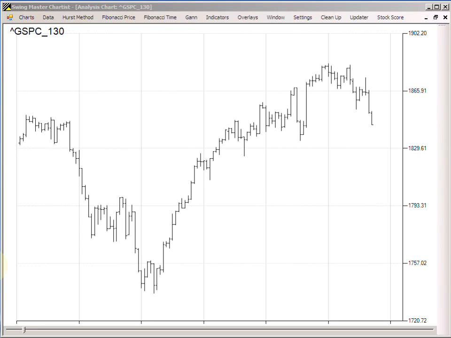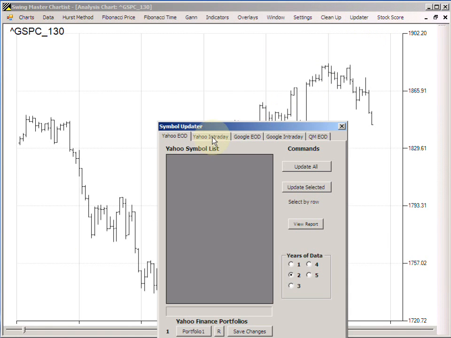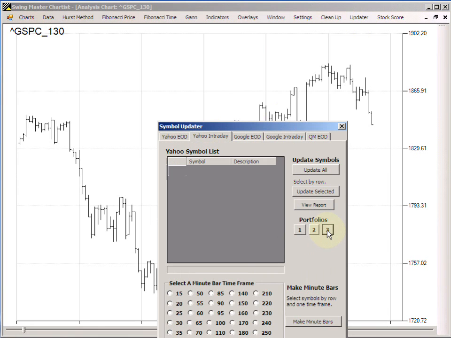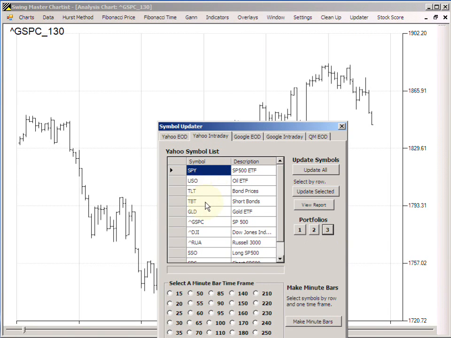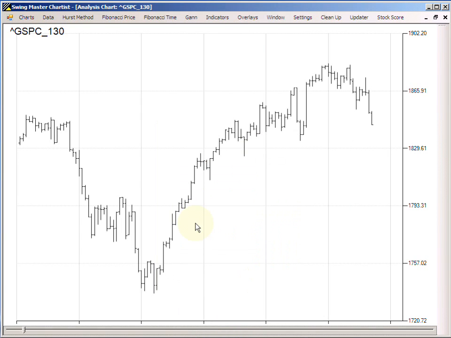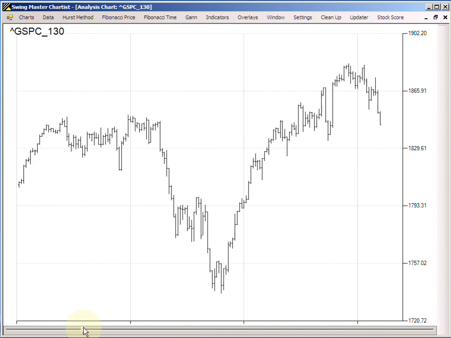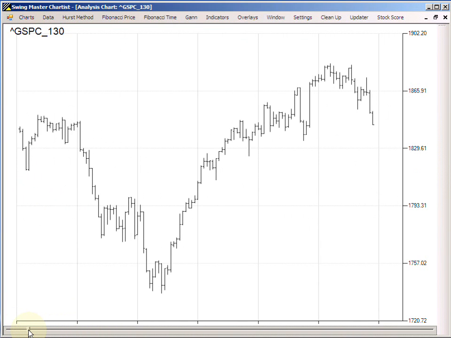The first thing you want to do before you even start is get the latest intraday data, and you use Yahoo Intraday or Google Intraday. We just did this, so the data is fairly recent. You want to create 65-minute and 130-minute bar charts because that's what we're going to use for the analysis. We pulled up the 130-minute data, and you want to use the slider at the bottom of the screen to fill most of the screen with the last clearly defined swing.